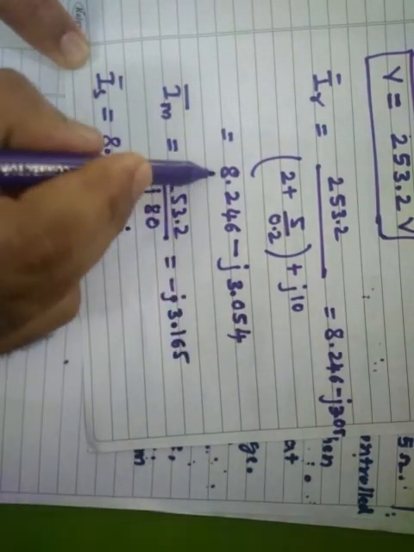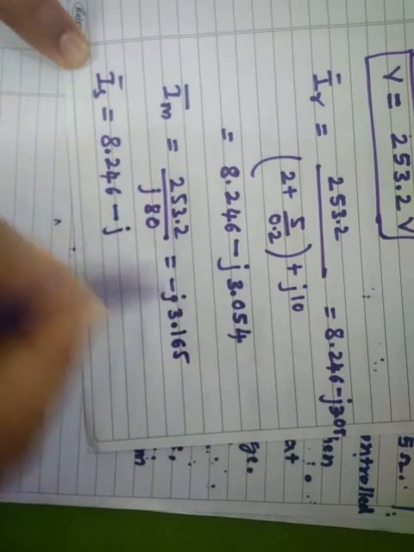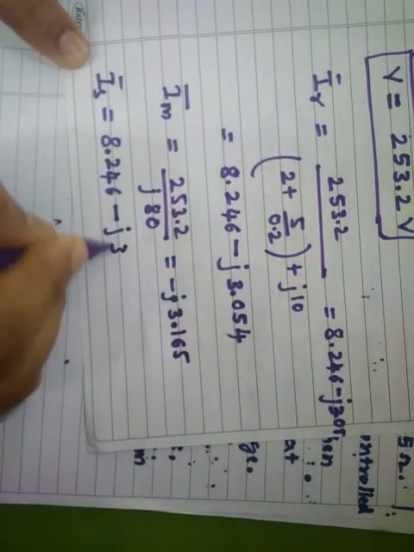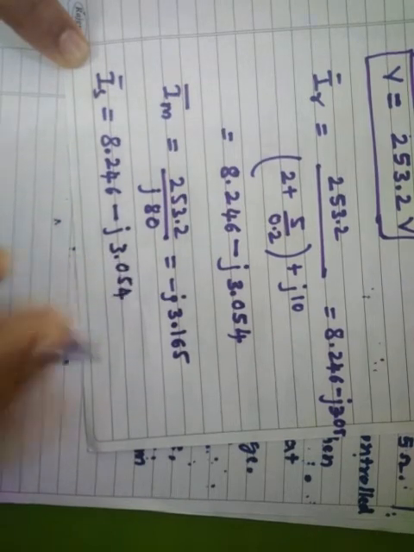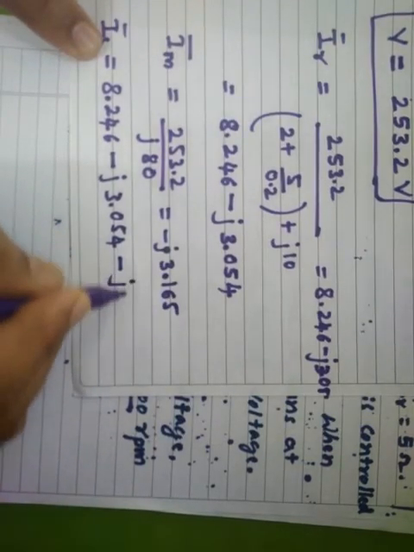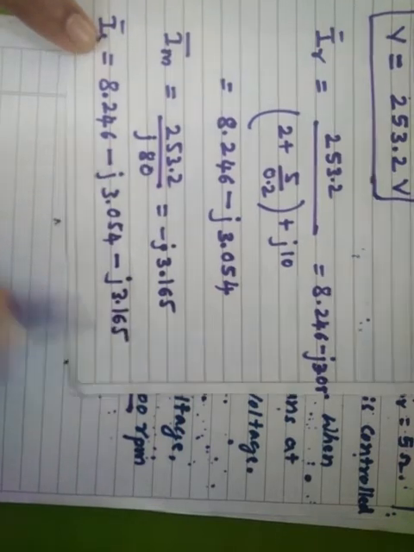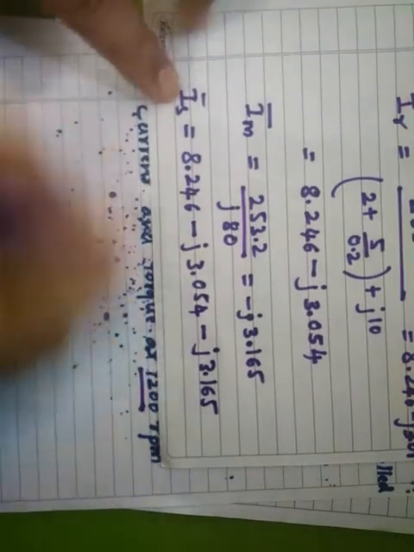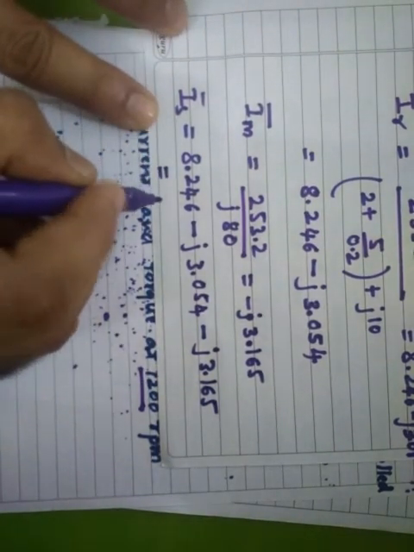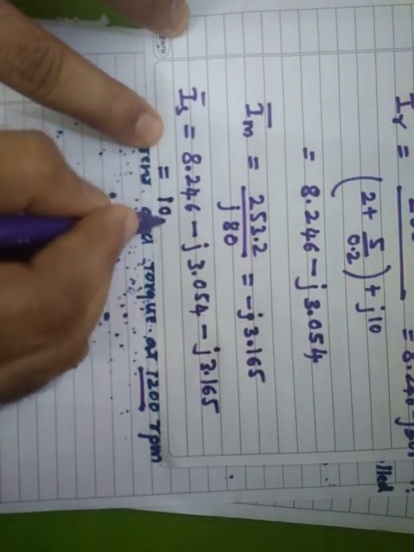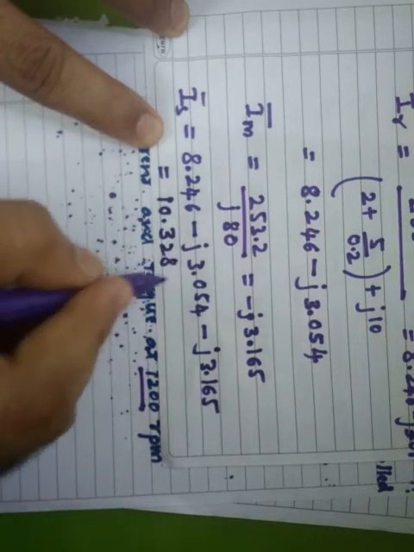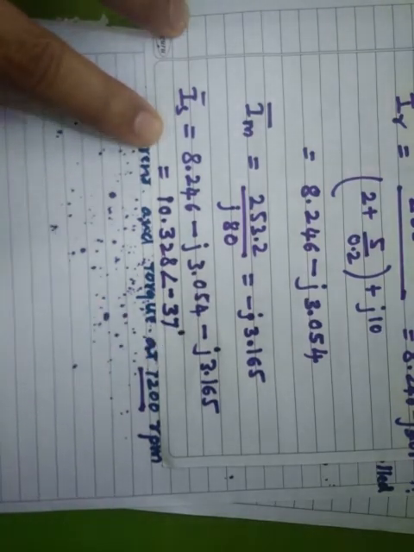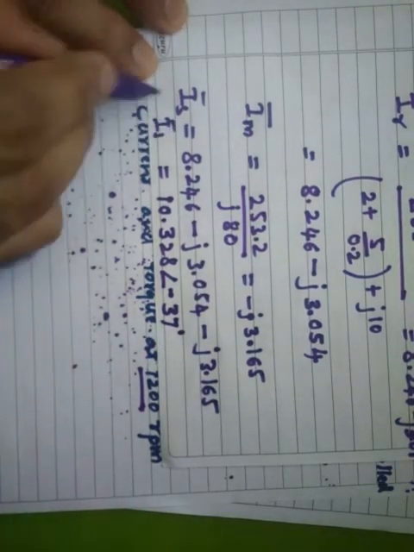Now I am substituting all the values, because I am doing a sum: 8.246 minus J 3.054, then minus J 3.165. After calculating, I got 10.328 at an angle of minus 37 degrees. This is the current.